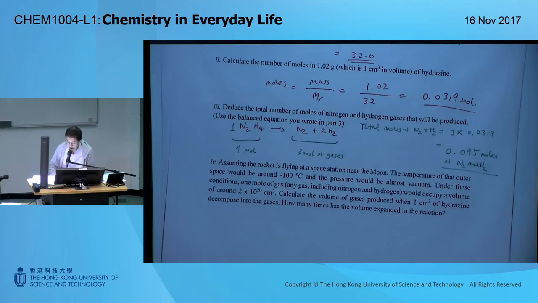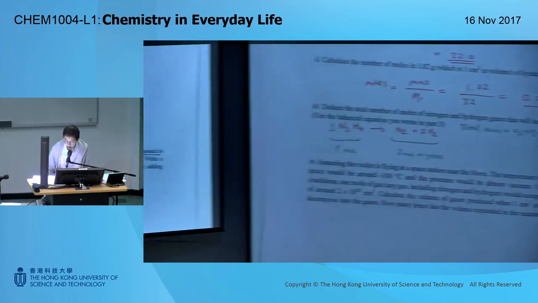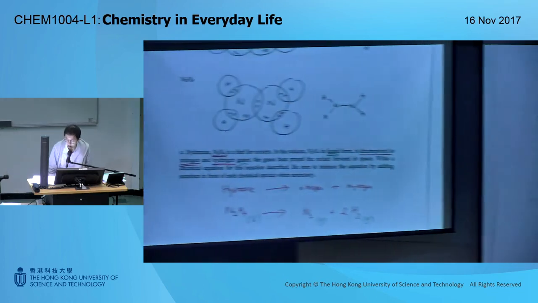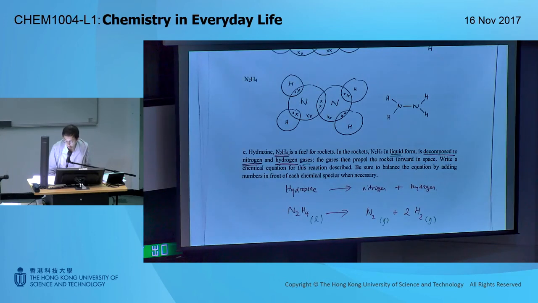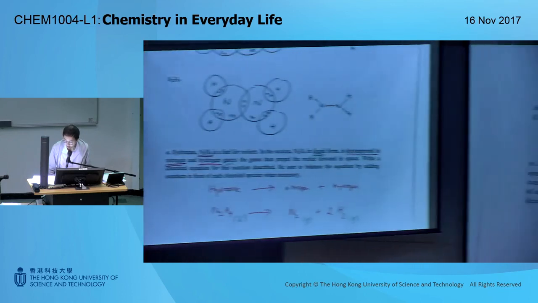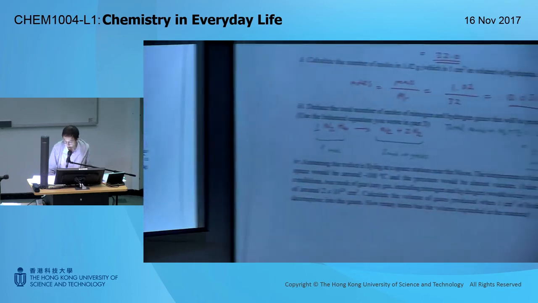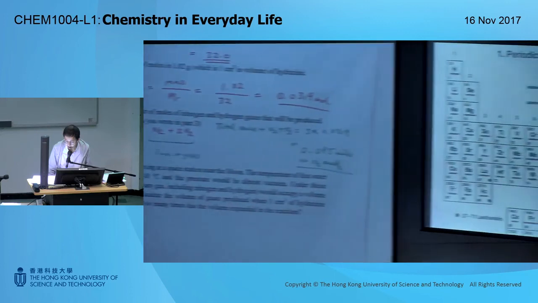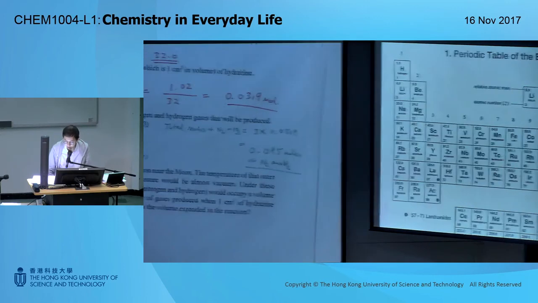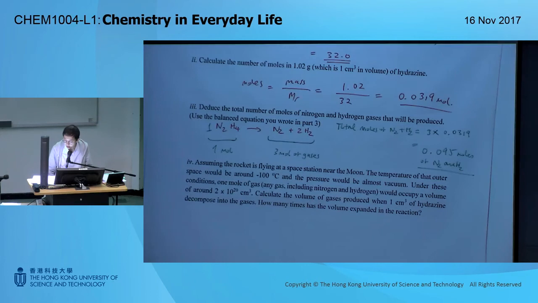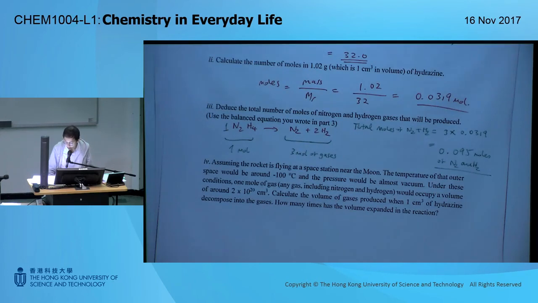So fourth question, now really think about the question of propelling. Assume the rocket is flying at the space station near the moon. So the temperature of that outer space is around minus 100 degrees, and the pressure will be almost vacuum. Under these conditions, we can actually use the ideal gas law to calculate that 1 mole of gas would occupy a volume of around 2 times 10 to the 20 cm cube, so much bigger volume than on Earth. Calculate the volume of gases produced when 1 cm cube of hydrazine decomposes into the gases.